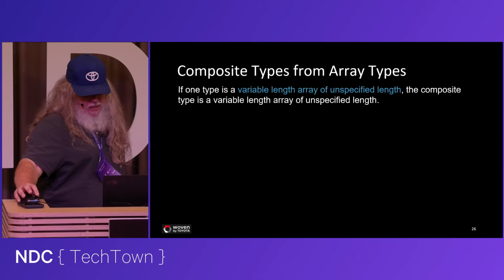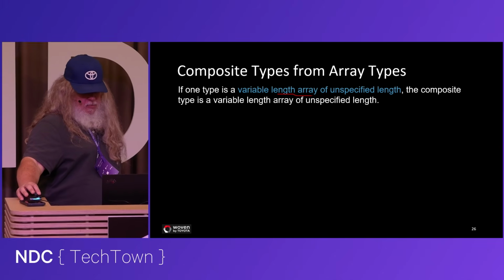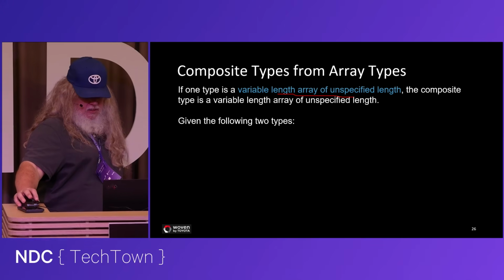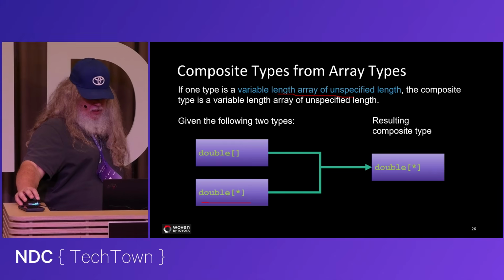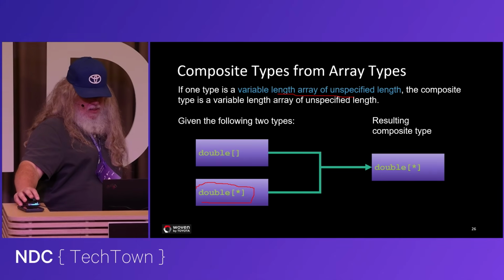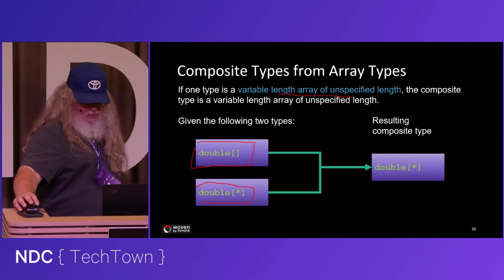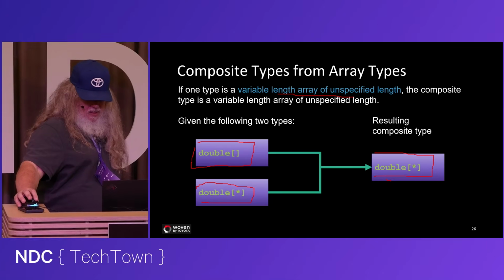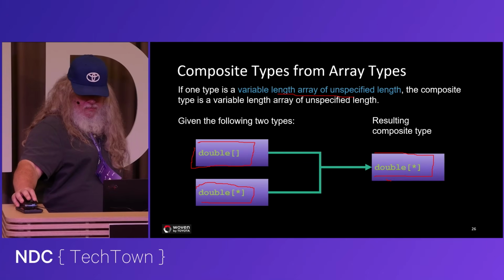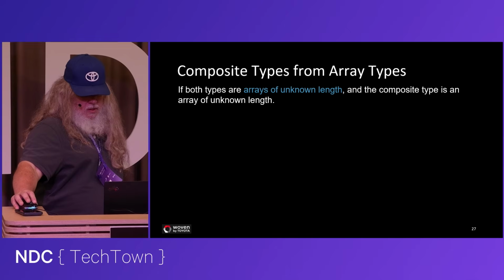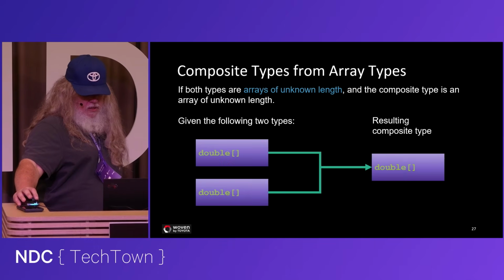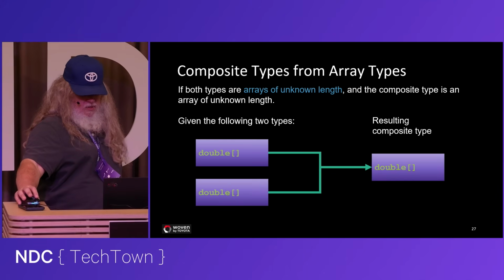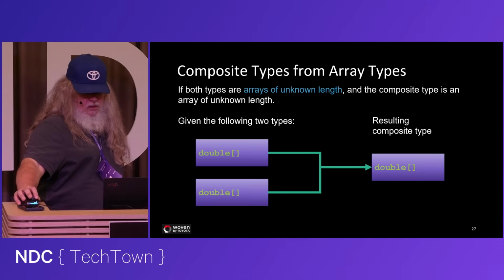Okay, so if we have a type that is a variable length array of unspecified length, the composite type is a variable length array of unspecified size. So again, if we have unspecified length here and unspecified length here, we wind up with this formulation. Basically, we don't know the size. Here, it's quite simple. These are exactly the same. So if we don't know the array size in either case, we just end up with a composite type where we don't know the size.